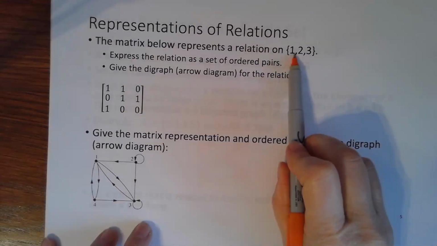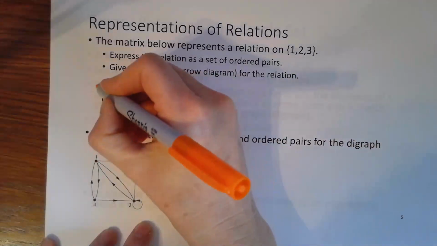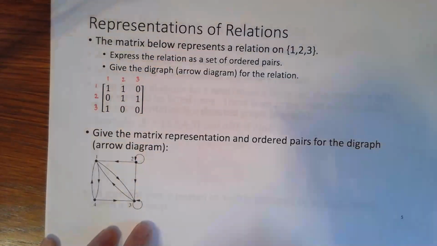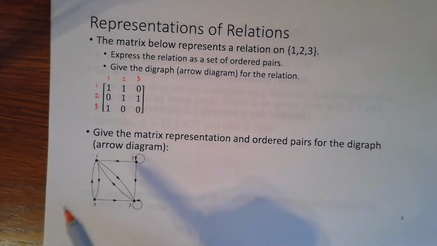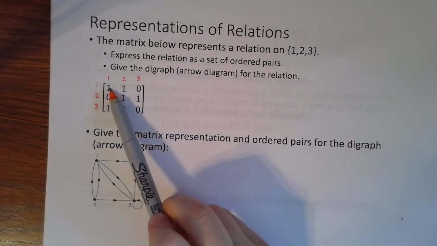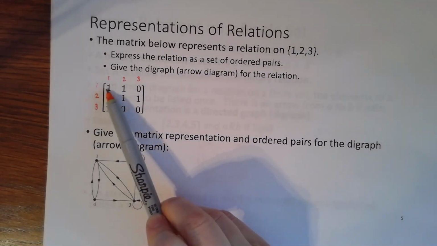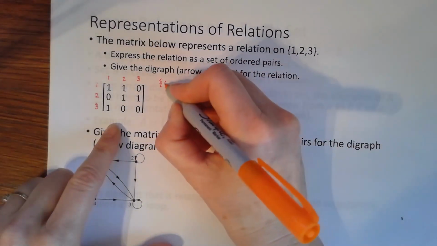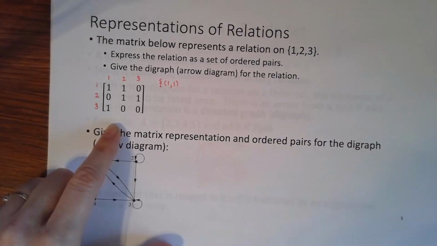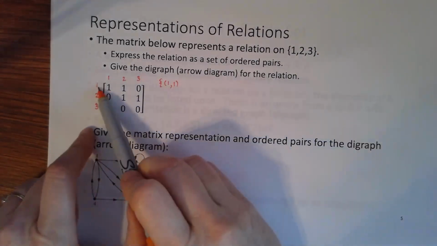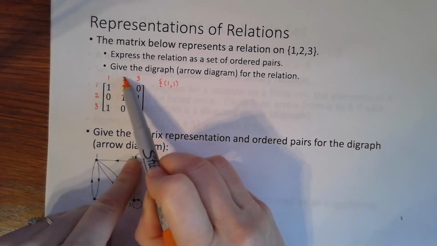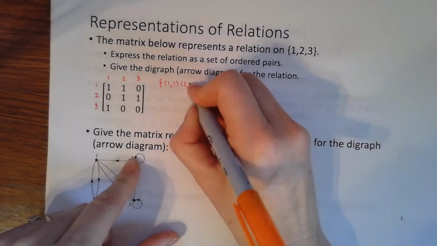Okay, so we're going to take the elements of the domain 1, 2, 3, 4 and write them along both the rows and the columns because it's just a single set. And then remember, if we see a 1, that means if we go from that row and that column, 1 is related to 1. So if we're looking at a set of ordered pairs, 1, 1 is one of the ordered pairs because 1 is related to 1. 1 is also related to 2 because the first row, second column has a 1 in it, so 1 is related to 2.